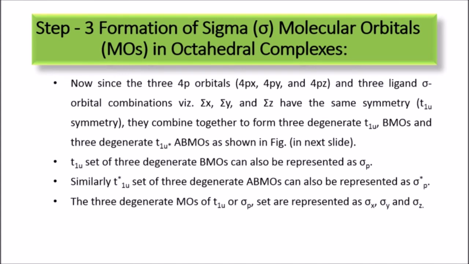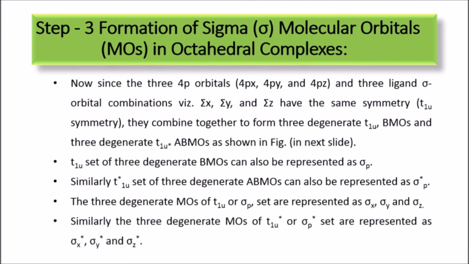The 3 degenerate molecular orbitals of T1U, that is the sigma p set, are represented as sigma x, sigma y and sigma z, whilst the 3 degenerate MOs of T1U star, that is the sigma p star set, can be represented as sigma star x, sigma star y and sigma star z.